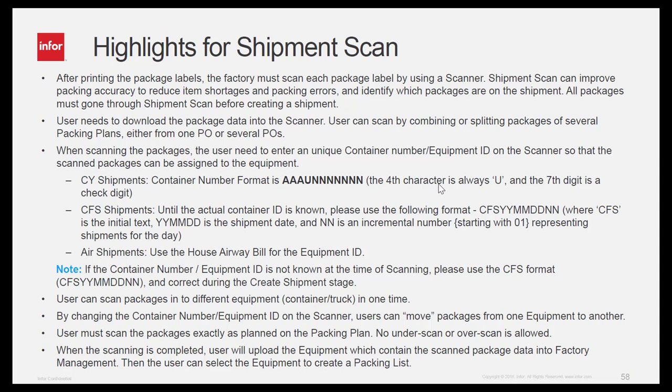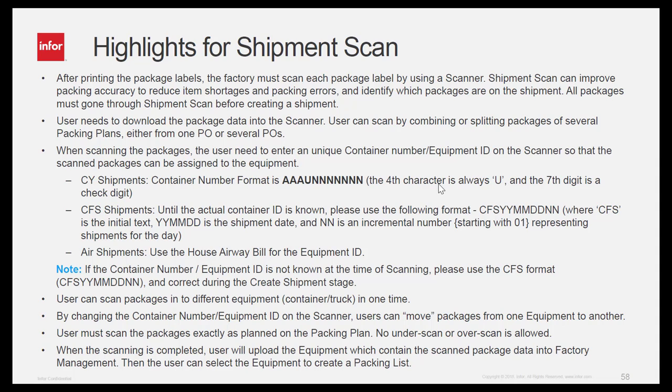For CFS shipments, you will need to have an actual container number, and it usually follows the following format, which is CFS, year, month, date, and 2 numbers. And for air shipments, you will use your house airway bill number as your equipment number.